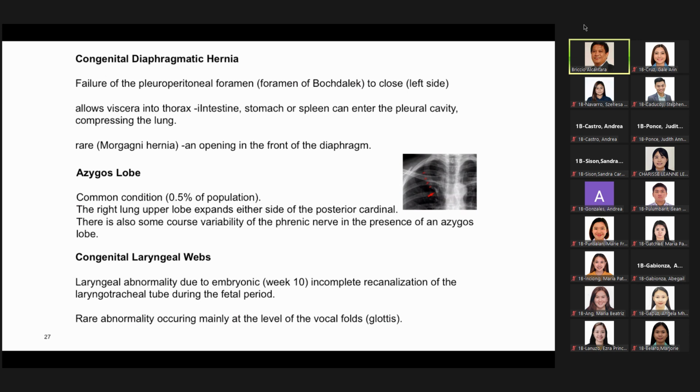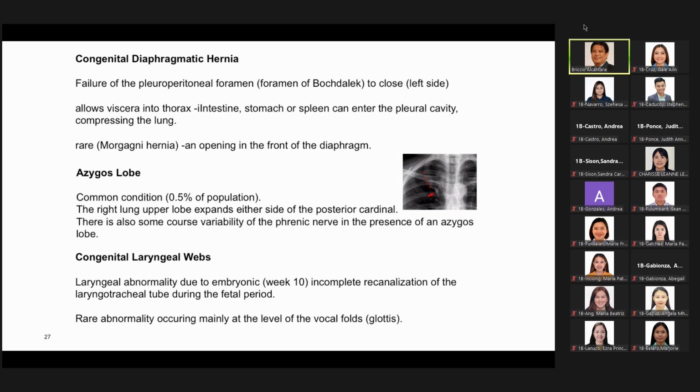And this now will be secondary to the failure to close at week 6. Peritoneal foramen that should have been closed. Okay. So more common would be the Bochdalek, and the rare one is your Morgagni hernia, which is an opening in the front of the diaphragm.